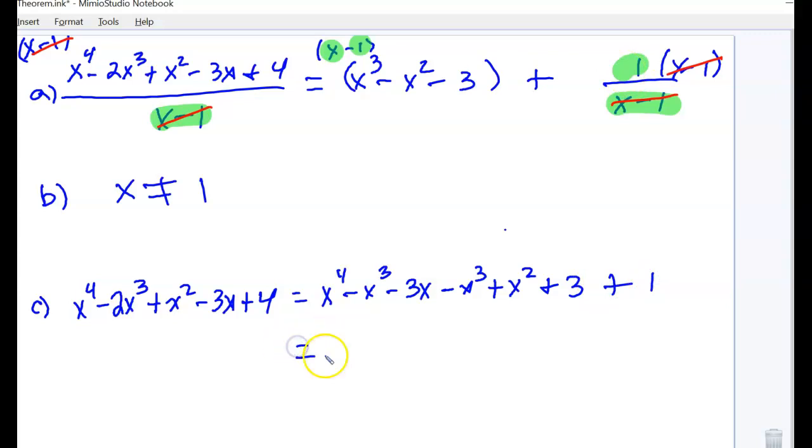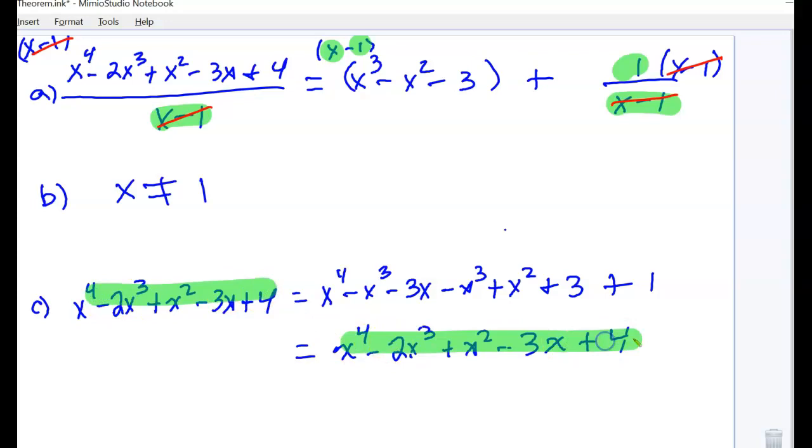So now let's gather like terms on the right-hand side. So I get an x to the 4th. I have a negative x cubed, and a negative x cubed is a negative 2x cubed. I have a positive 1x squared. I have a negative 3x, and 3 and 1 adds to 4. And you notice these are the same. So I verified that my solution is correct.